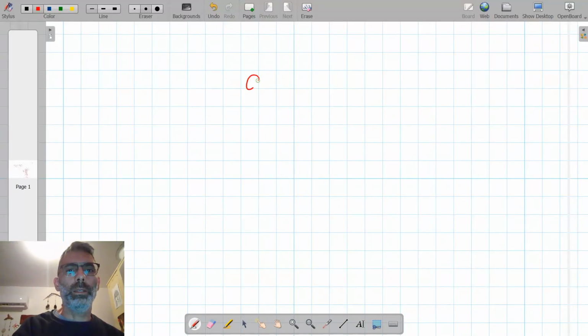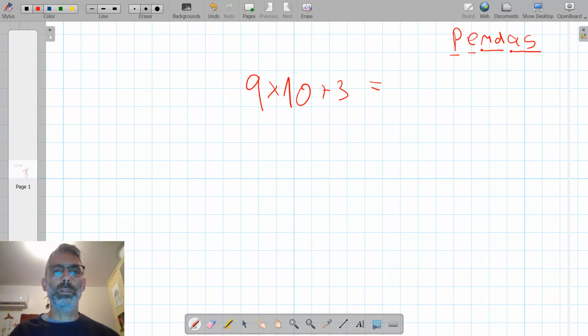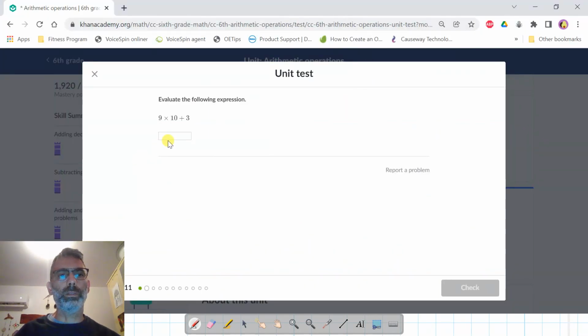Okay, 9 times 10 plus 3. And thus, parentheses, exponents, multiplication and division, addition and subtraction. Okay, so we solve this first. So it's 90 plus 3. 90 plus 3 is 93.